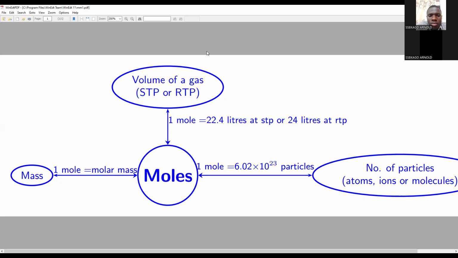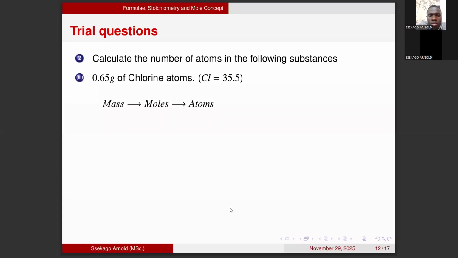So in this case, what do we have? We have chlorine atoms, because we are given 0.65 grams of chlorine atoms. By the way, you have to recall that chlorine gas and chlorine atoms, those two things are different. So we want to move from mass to moles, and we use 1 mole equals molar mass.